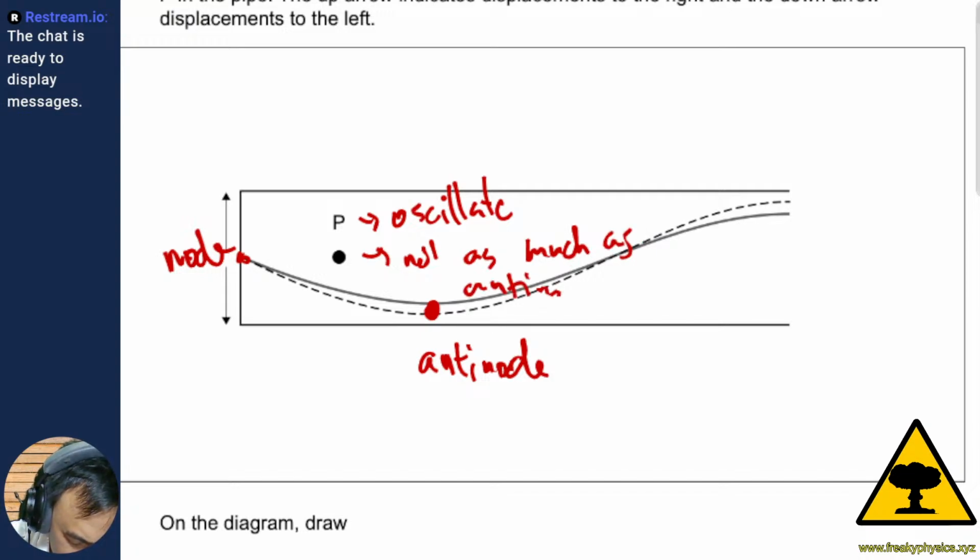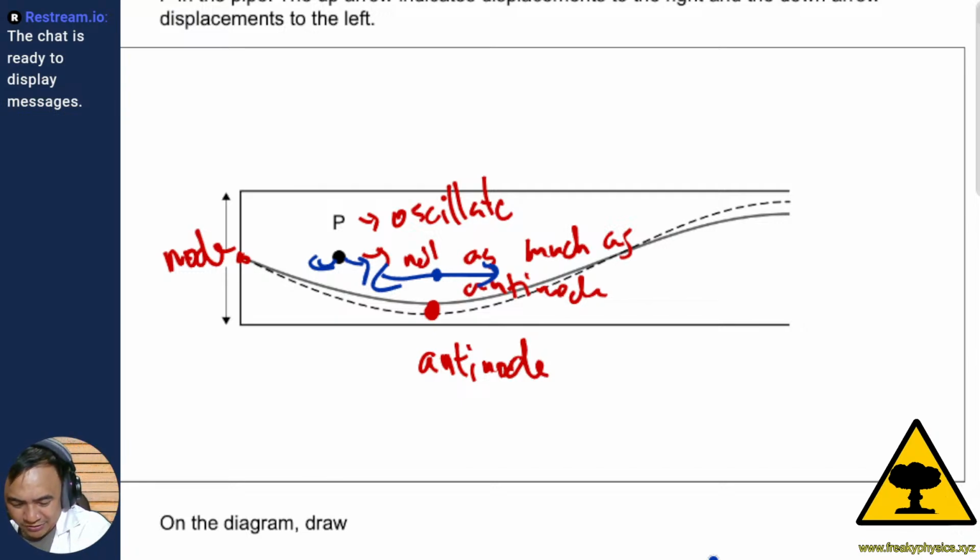In other words, this particle is going to oscillate, and I'm going to change it to blue. This particle is going to oscillate like that, while the particle at the antinode is going to oscillate like that. You get the idea? So at the antinode it oscillates more, and at P it oscillates, but not as much. That's the first thing you can visualize from here.